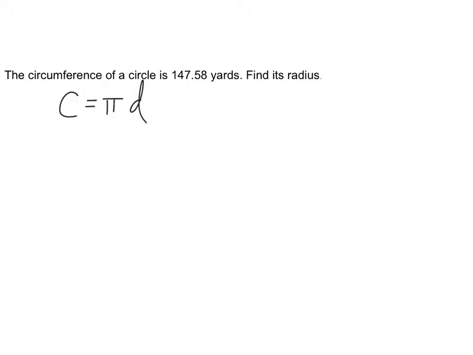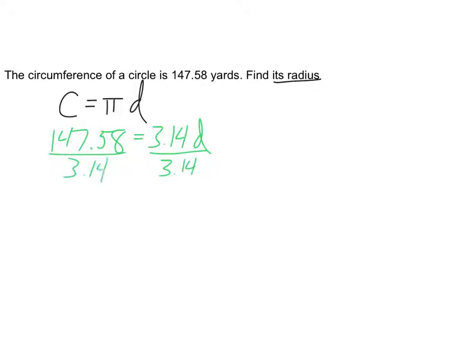Now the circumference of our circle is 147.58 yards, and we're going to be asked to find the radius. If we use our circumference formula and plug in what we know, our circumference is 147.58, we use 3.14 for pi, we can solve for the diameter by doing the same thing we did before. Divide both sides by 3.14, and we get that our diameter is 47.